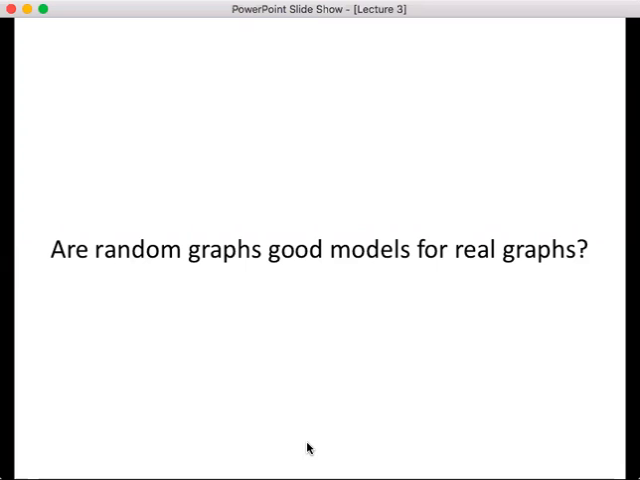So let's go now back to the question: are random graphs good models for real graphs? Do you have any answers to this question? And the best would be that you unmute yourself and you tell me what you think.